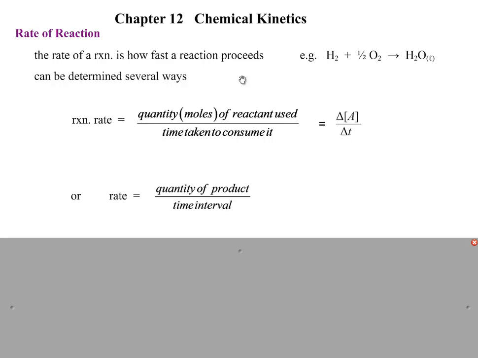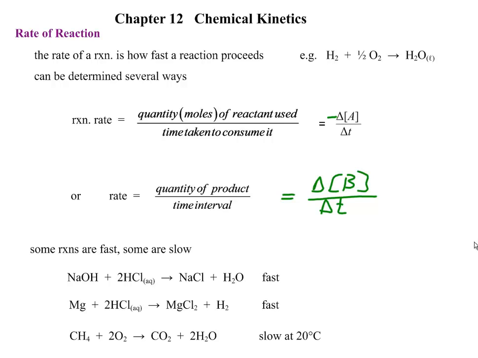Another way we can look at the rate of a reaction is to look at how fast a product is being created in a certain amount of time. So again, it's going to be the change in concentration over the change in time, but this time it's a change in concentration. For our reaction rate where we're looking at the reactants being used up, usually that's going to be a negative because that concentration is decreasing. If we look at the concentration of a product, that's going to be positive because the concentration of the product is increasing.